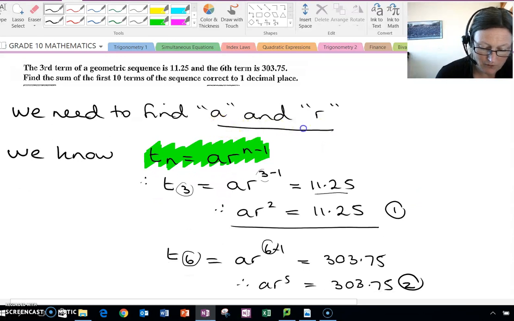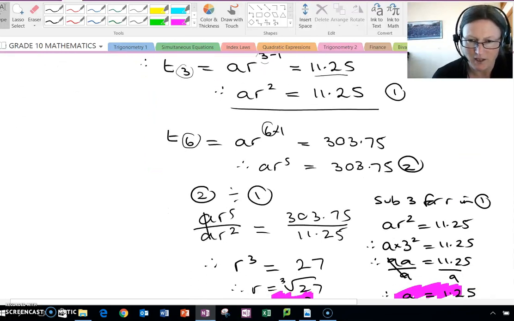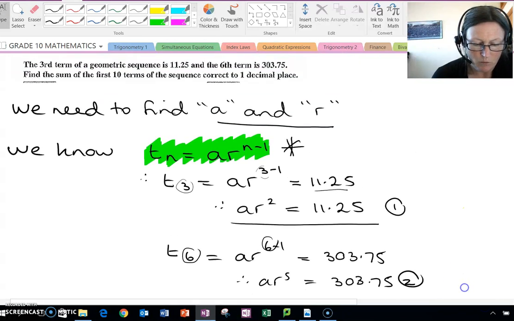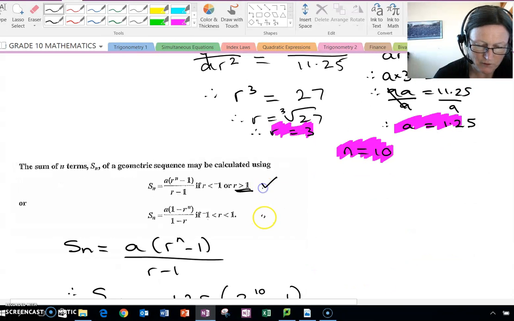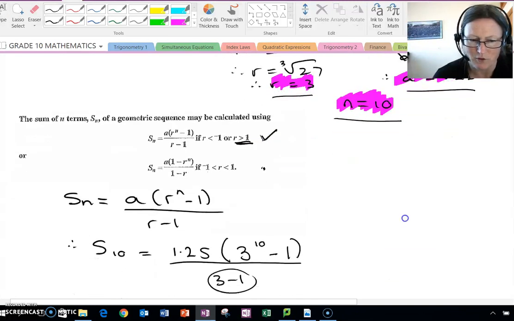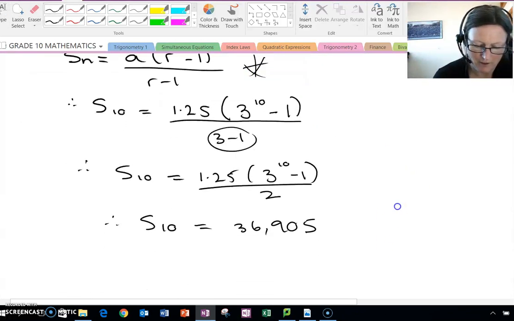So let's recap. With the information that I was given, I was able to work out firstly what A and R were. So I used this rule, and that enabled me to work out firstly what R was, and then I used that to work out what A was. I then wanted the sum of the first 10 terms, so I had to work out which formula to use. As my R was greater than 1, I used this formula. I had R, I had A, I knew it was the first 10 terms, so it was a matter of substituting in to the appropriate formula to find the sum of our first 10 terms.